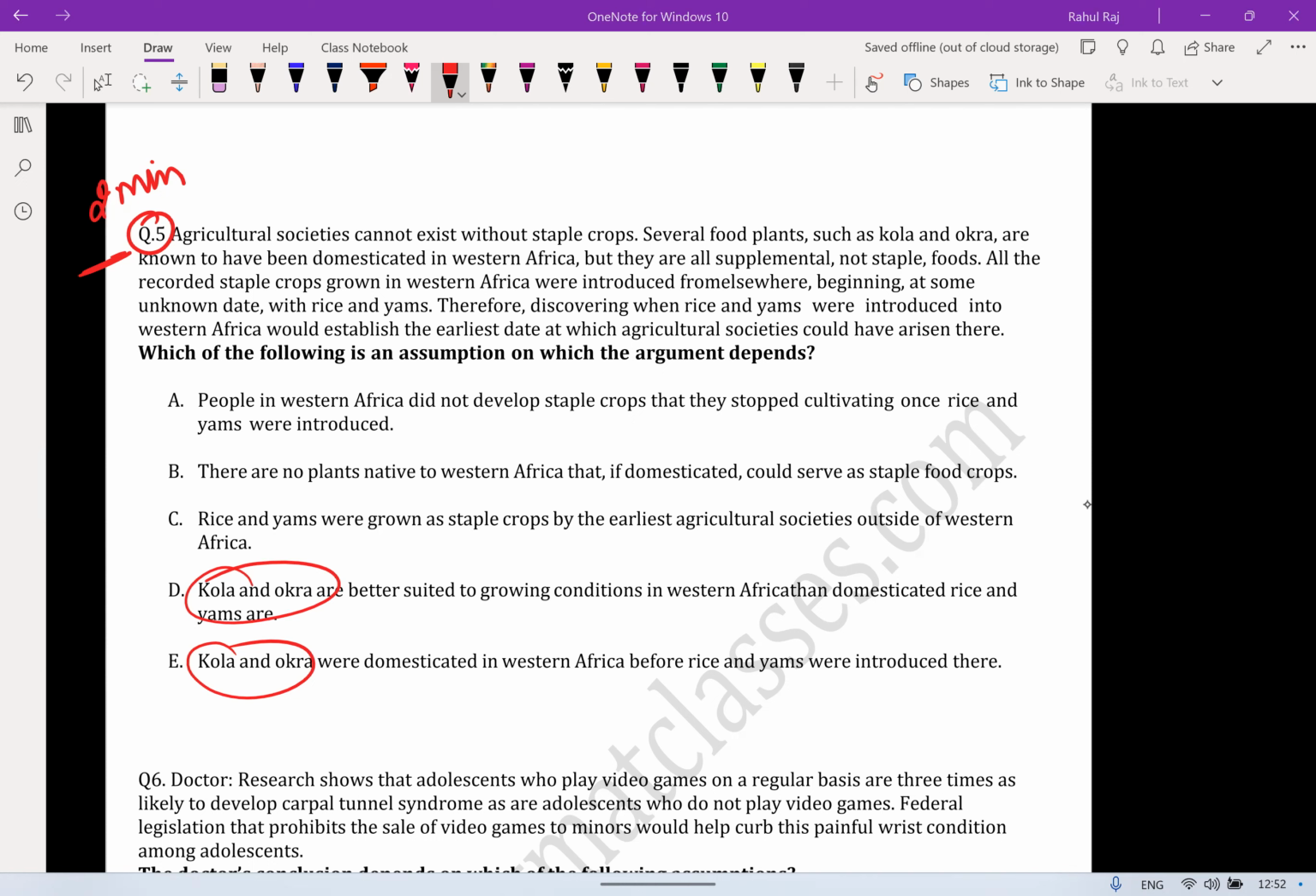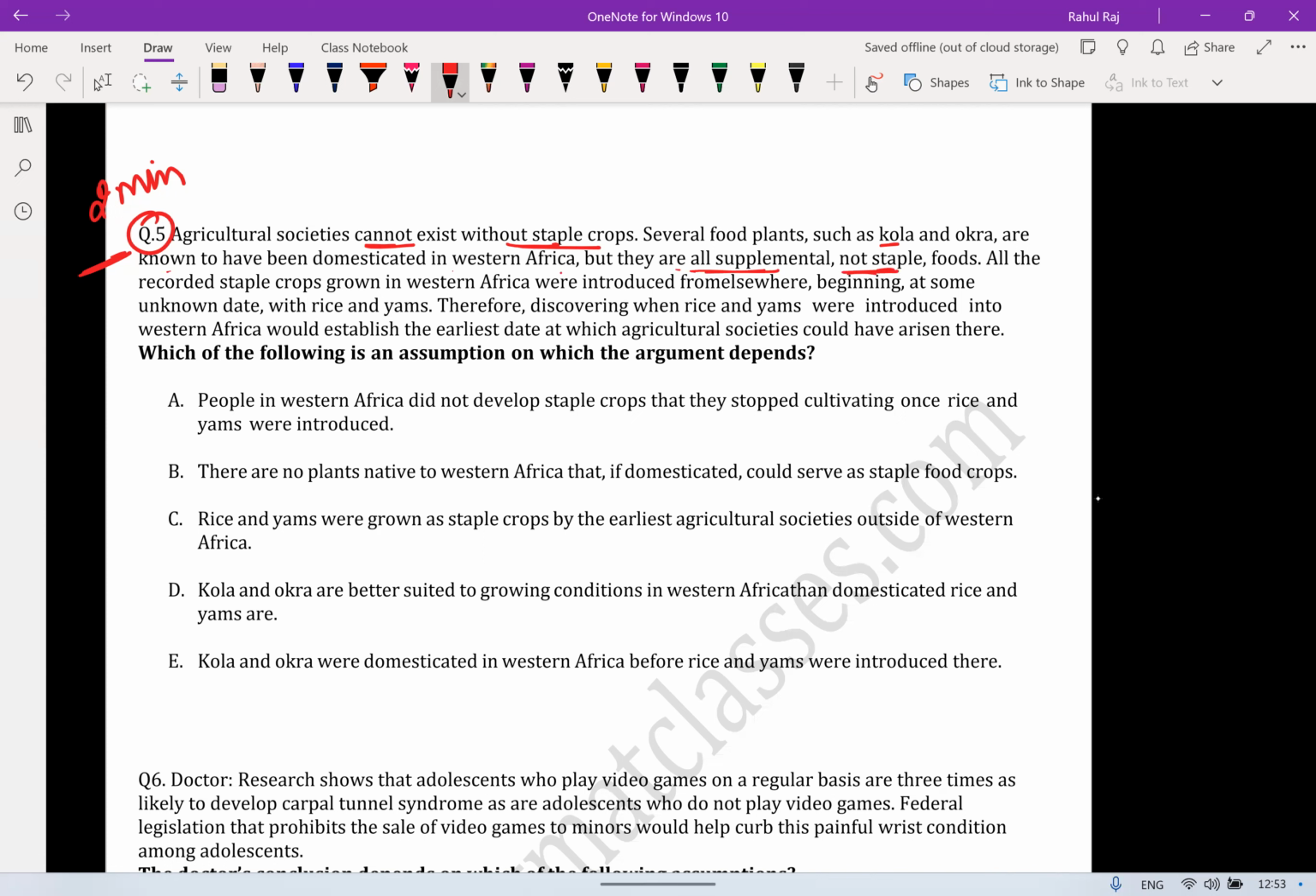So come here. It says that agriculture society cannot exist without a staple crop. So cannot exist beside a staple crop, A or C. It's a fact, simple logic. It says that they cannot exist without a staple crop. Several food plants such as cola and okra are known to have been domesticated in Western Africa, but they are all supplemental. They are not staple at all. They have written not staple foods.